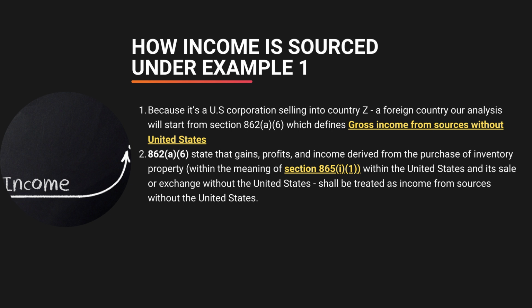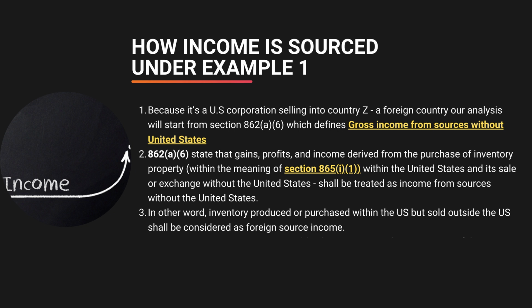Section 862(a)(6) states that gains, profit, and income derived from the purchase of inventory property within the meaning of Section 865 within the United States and its sales occurs without the United States, without meaning outside the United States, shall be treated as income from sources without the United States. So it's basically the same thing that I keep saying. If you produce something here in the US and you sell it outside of the US, the income is foreign source income. So that's basically it.